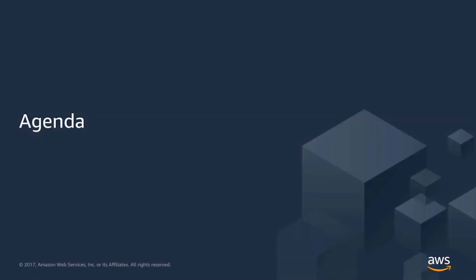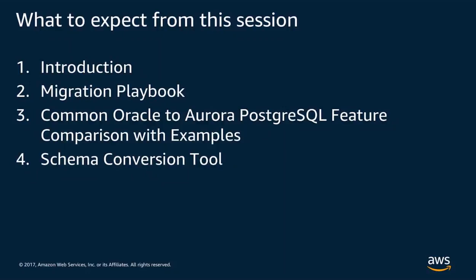So quickly walking you through the agenda for today, like I said, we are going to introduce you to both the services in a very quick manner so that you know what AWS has to offer to help you migrate your databases into AWS. And then we're going to talk about the migration playbook, which is a 350-page document helping you understand the best practices of migrating your Oracle databases to Postgres.